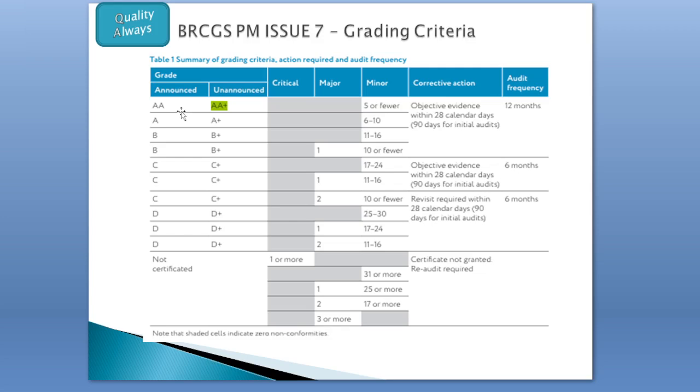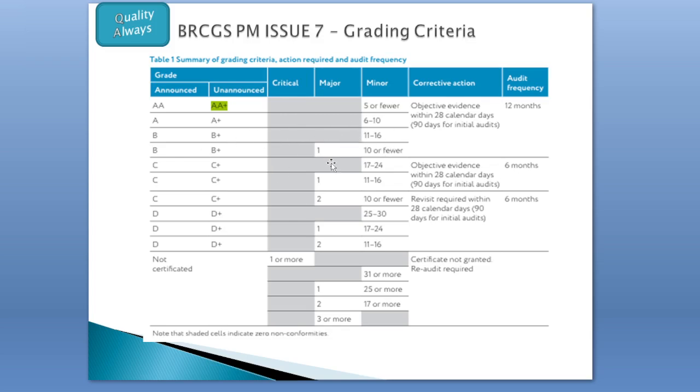So the first grade is AA or AA plus. If there is no critical or major NC and the minor NCs are less than 5, then the AA plus grade will be given. If the minor NCs are between 6 to 10, then the A or A plus grade will be given. If minor NCs are between 11 to 16, then the B or B plus grade will be given. So up to this point there is no critical or major NC.